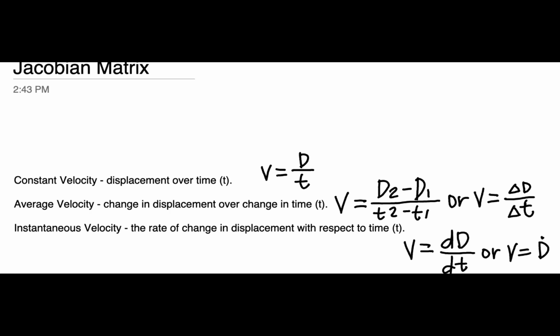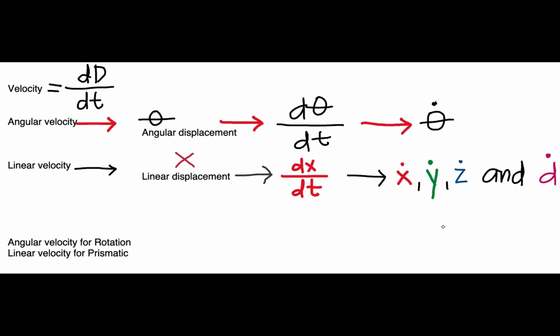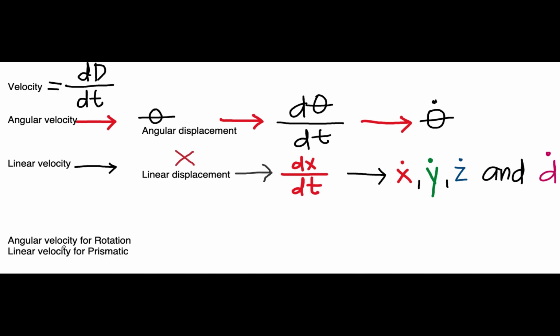So these are the types of velocities that we need in order to get the Jacobian matrix. First is velocity, equals d of d over d of t. Angular velocity is represented by theta, the angular displacement, or d of theta over d of t, which is equal to theta prime. Linear velocity, where x is the linear displacement, is d of x over dt, represented as x prime, y prime, z prime, and d prime. Angular velocity is for rotation, and linear velocity is for prismatic.